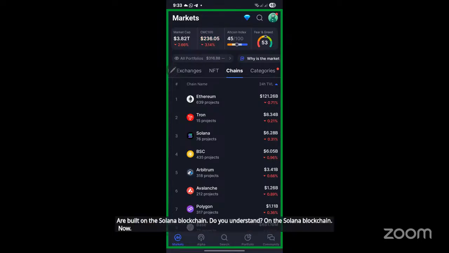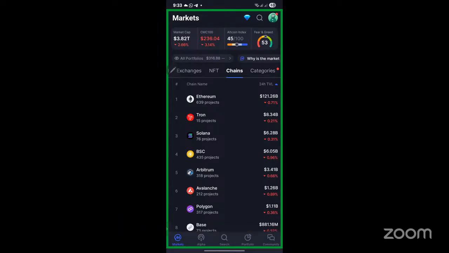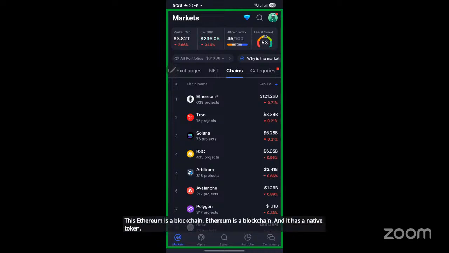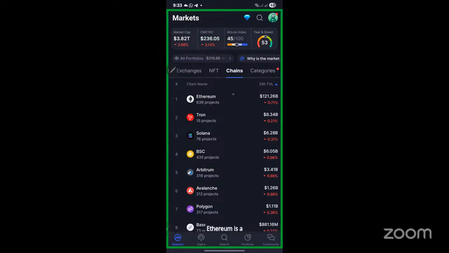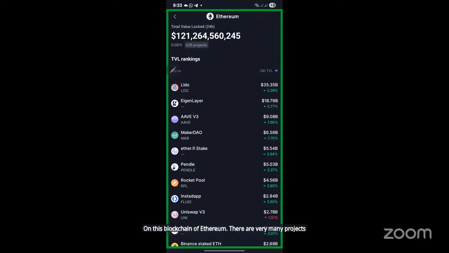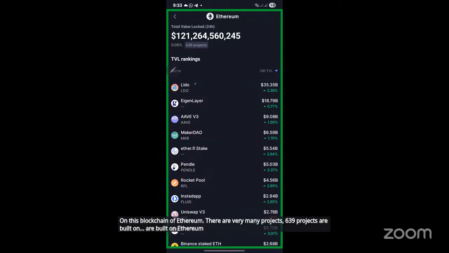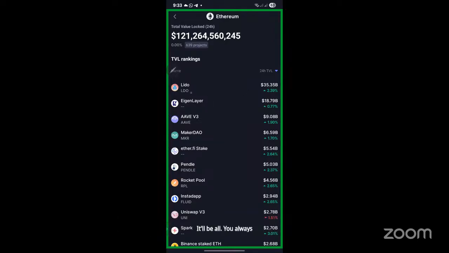Now, Ethereum is a blockchain, and it has a native token. Ethereum is a coin. Why is it called a coin? It's called a coin because it has a native blockchain. On this Ethereum blockchain, there are very many projects. 639 projects are built on Ethereum. For example, LDO, which you always trade. This one is now a token. Why? It is built on the Ethereum blockchain. I don't know whether you are understanding.